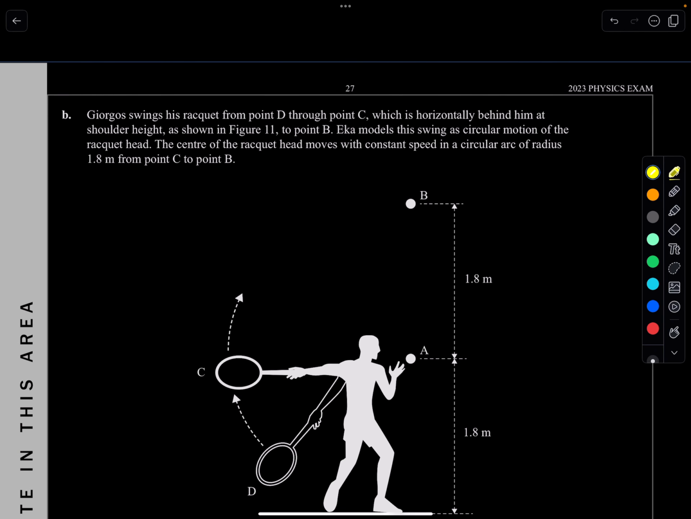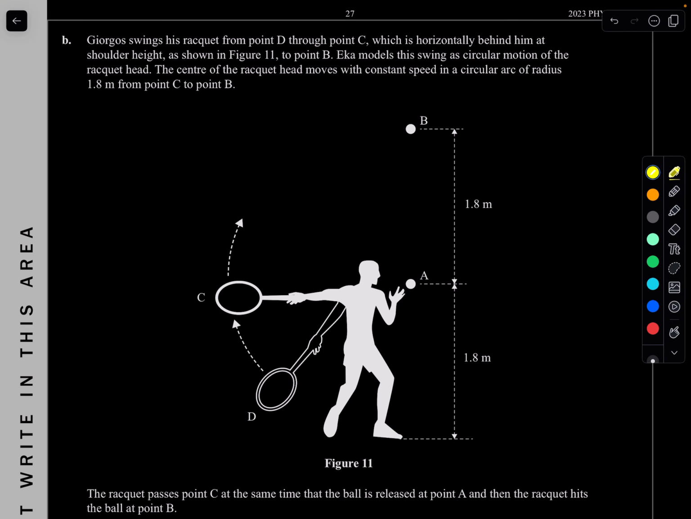George swings his racket from point D, okay, through point C, which is horizontally behind him at the shoulder height as shown in figure 11, to point B, all right. Eka models his swing as circular motion of the racket head, all right. So the center of the racket head moves with a constant speed in a circular arc of radius 1.8 meters from point C here to point B. Basically like this. This is going to be like a nice circular arc.